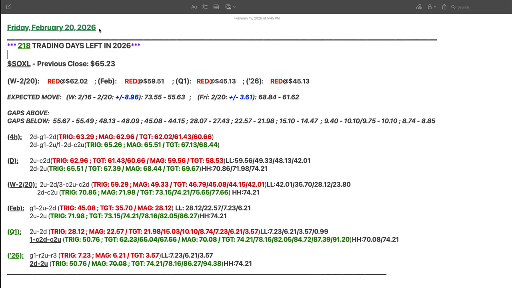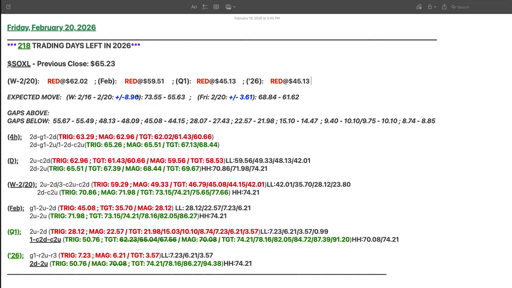We've been looking at the charts a bit. So for Friday, February 20th, there'll be 218 trading days left in 2026. 65.23 was the close price on Thursday, February 19th, and we know what will flip the week, month, quarter, and year red. But for right now, we are in full time frame continuity to the upside. Week, month, quarter, and year are all green.